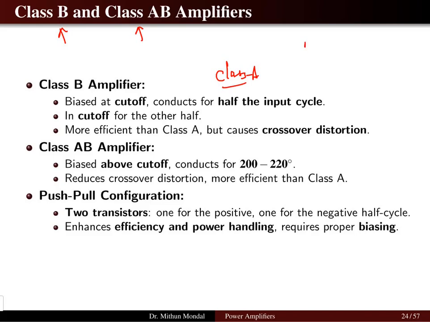We saw that the class A power amplifier operates in the linear region, and in the graph between the collector current and collector to emitter voltage, which gives us the load line, the Q point has to be at the center of the load line in case of class A power amplifier.